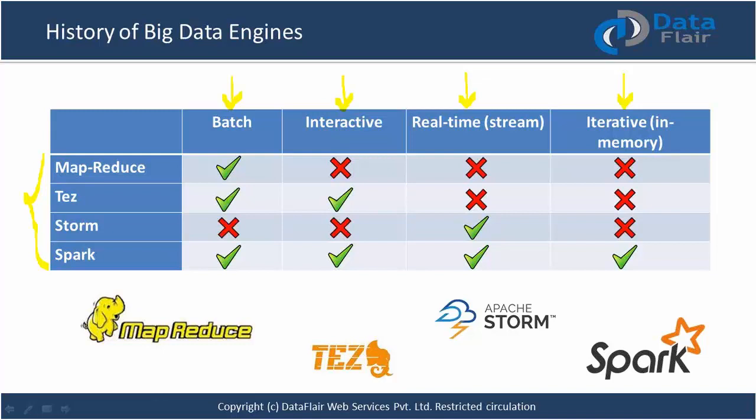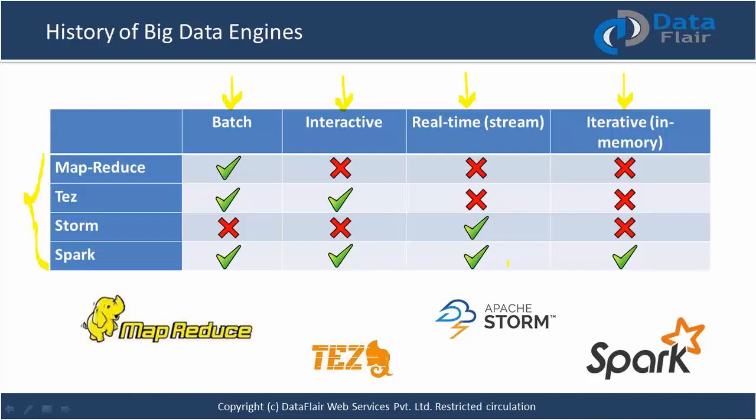What about these? These provide a very nice engine for batch and interactive, but not for real time and not suited for iterative or in memory. What about Storm? Guys, Storm is a stream analytics engine which was developed specifically for stream handling, to handle your live stream of data, real stream, and to process that. Storm was developed just for that, not for batch and other requirements.